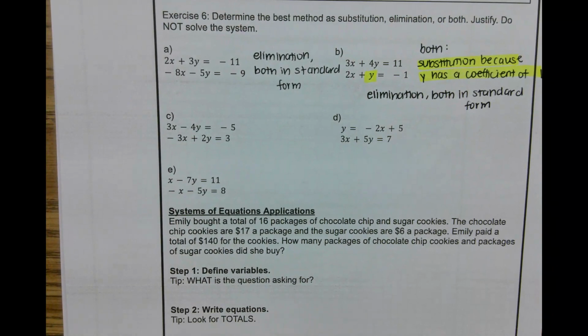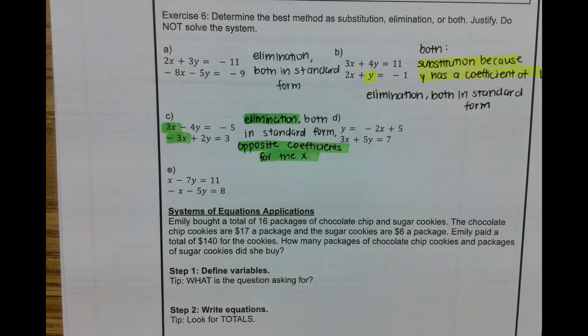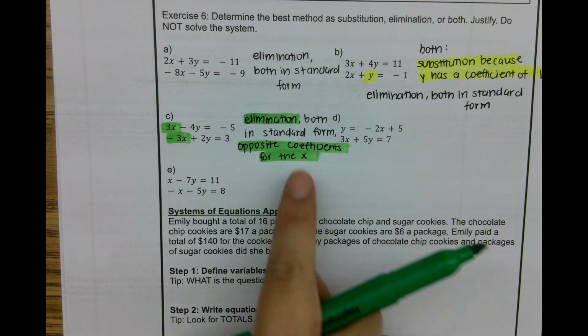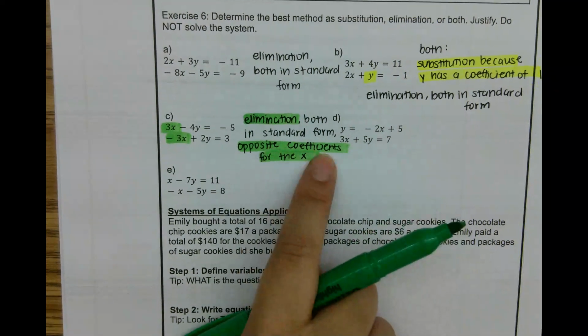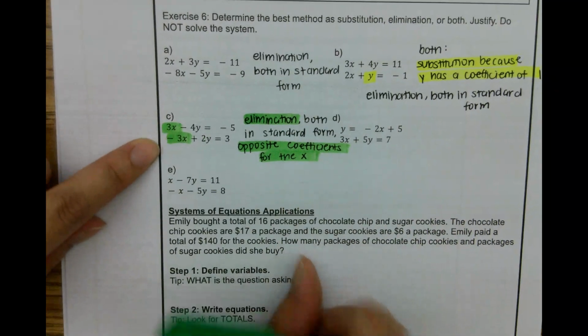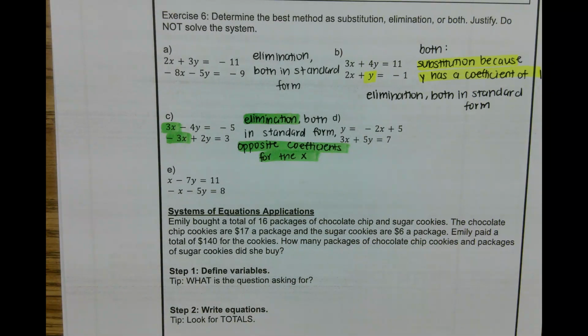So for C here, which method is best? Elimination or substitution? For C, elimination is the way to go. Again, they're both in standard form, and also our x's have opposite coefficients: 3x and negative 3x, when we add them together, nicely cancel out. To solve for y, we plug it back in.